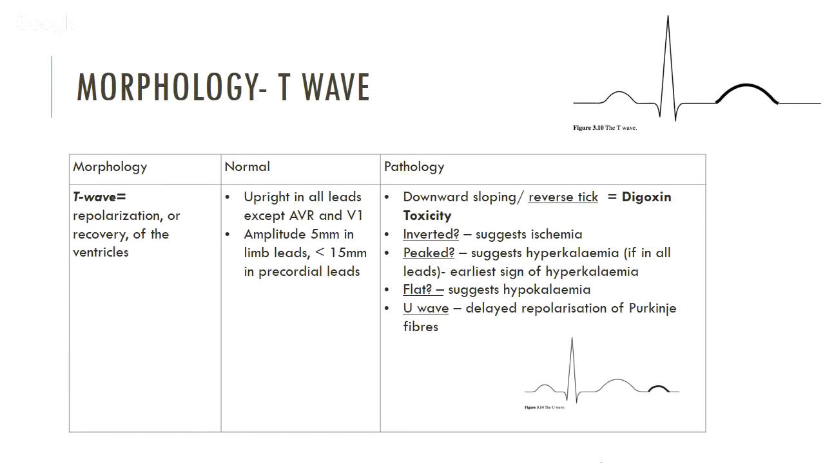And then the T wave. This is the repolarization of the ventricles. I guess the big buzzwordy thing is the reverse tick or downward sloping for digoxin toxicity.